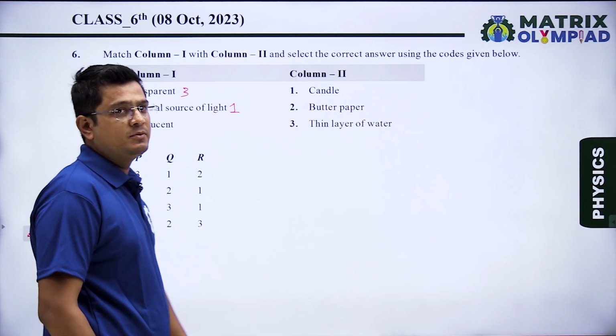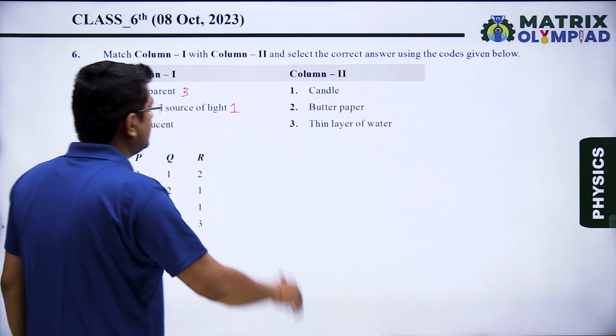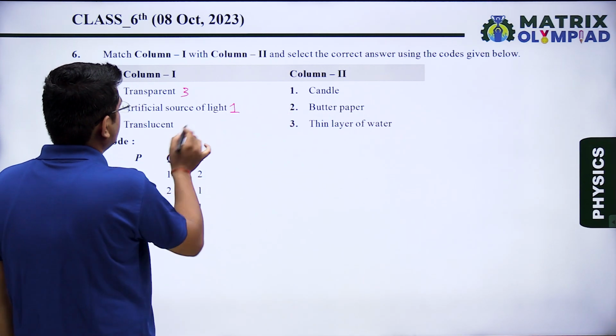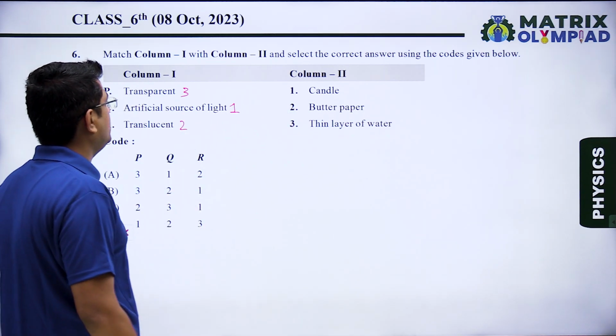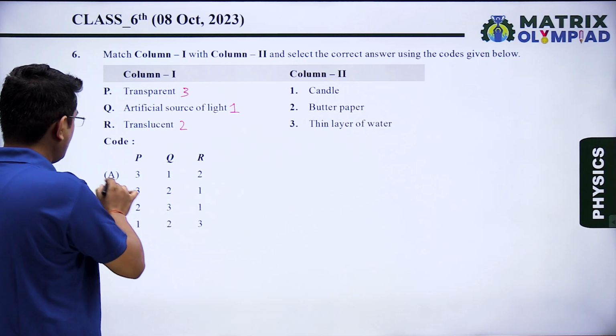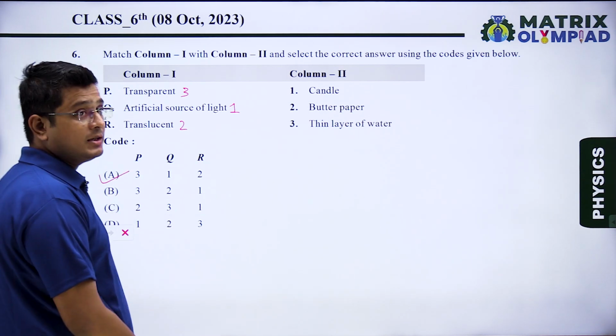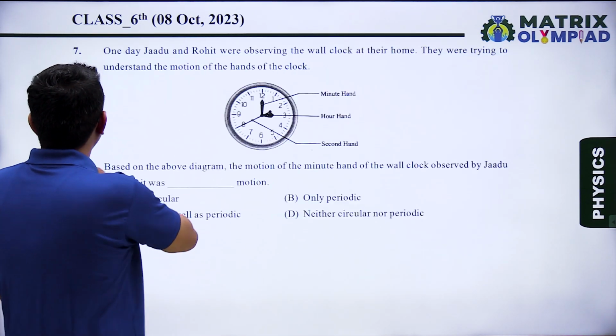Translucent. Translucent, that means which is not exactly transparent. That means for R, the correct code will be 2. So correct answer code is 312. We can check here. Option A is 312. So it is correct answer. Last question, question number 7.